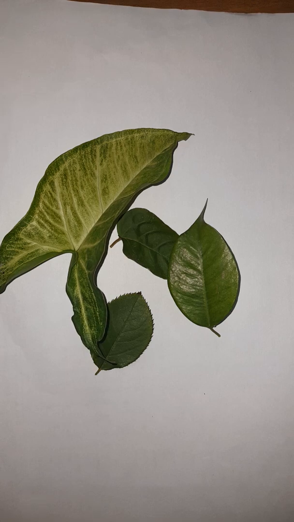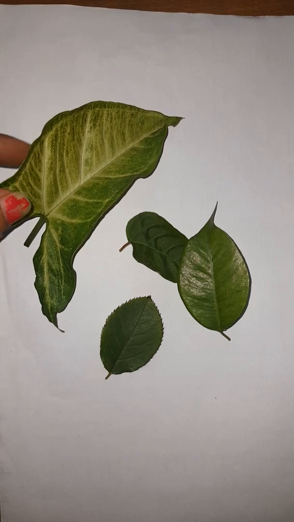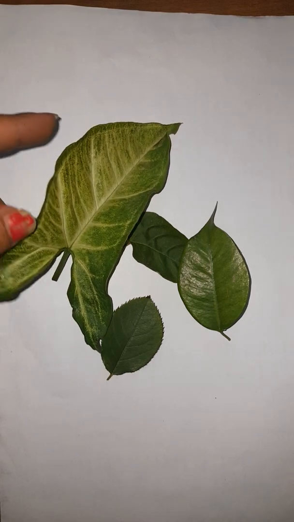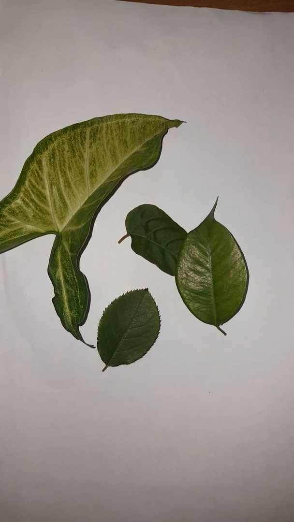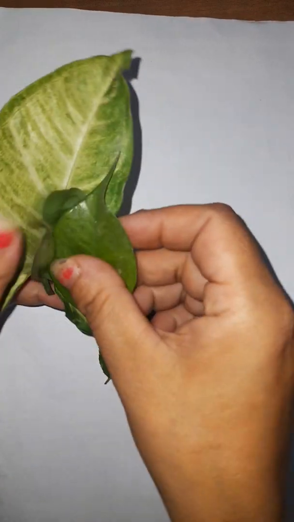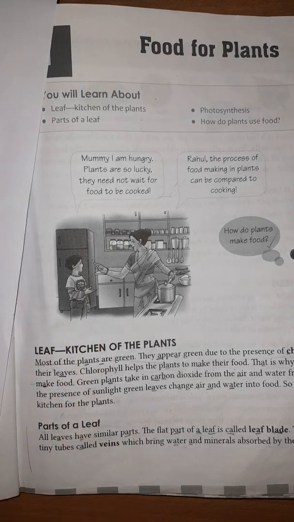Yes, it makes food for the plants. And why is it green in color? Yes, because of chlorophyll. Because of chlorophyll, leaves are green in color. So children, our today's topic is food for the plants. We will study about food for the plants. This is our topic, food for the plants.